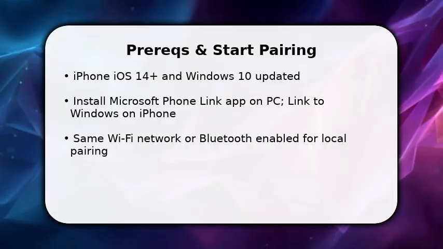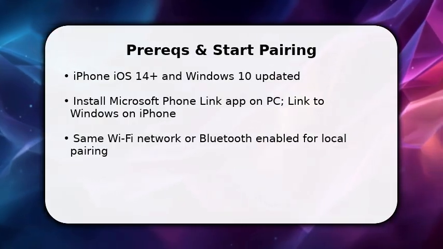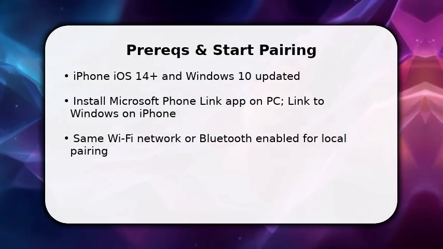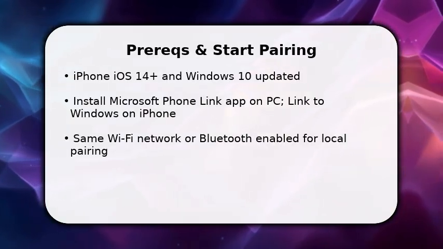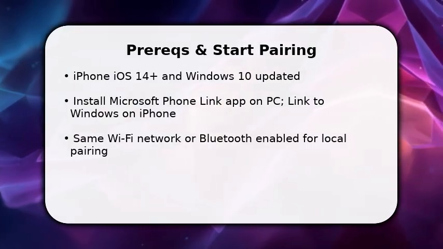Enjoy the video. You need iOS 14 or newer and Windows 10 updates. Install Microsoft Phone Link on the PC and Link to Windows on the iPhone. Begin by opening Phone Link on Windows and choose iPhone. On the phone, open Link to Windows and tap Pair.